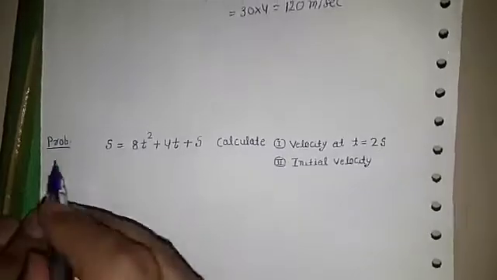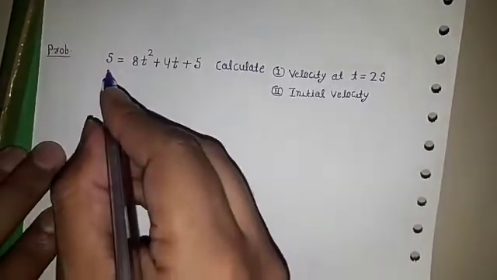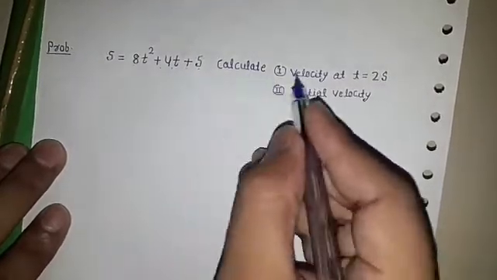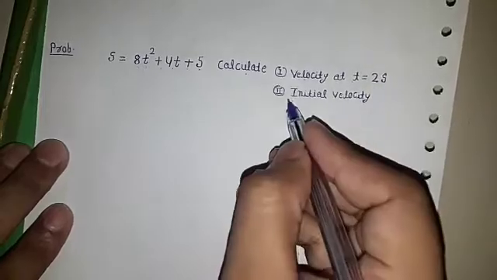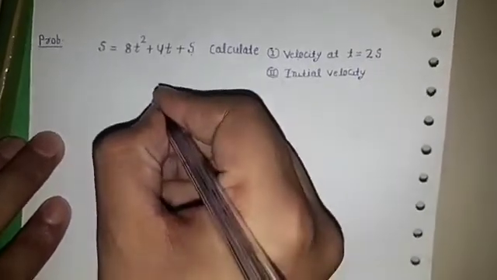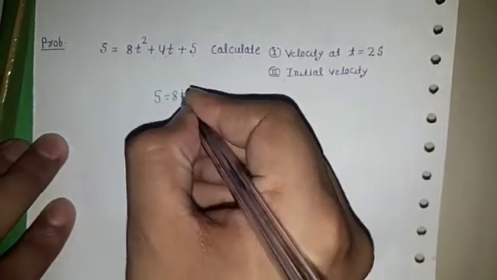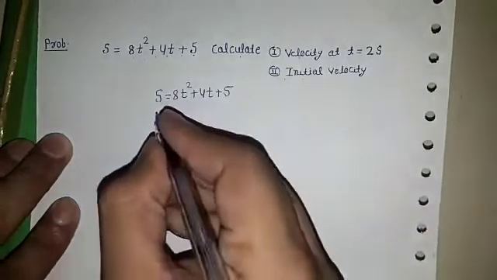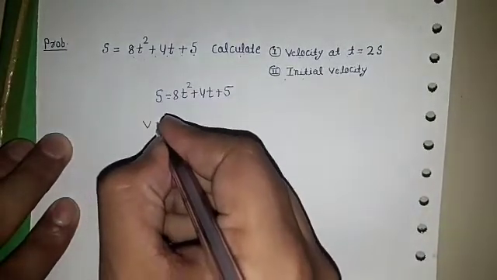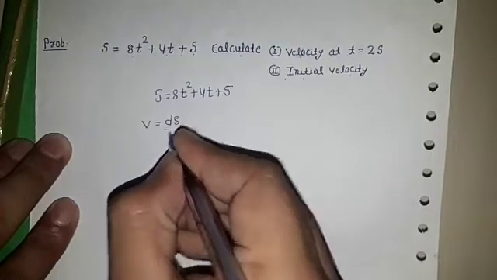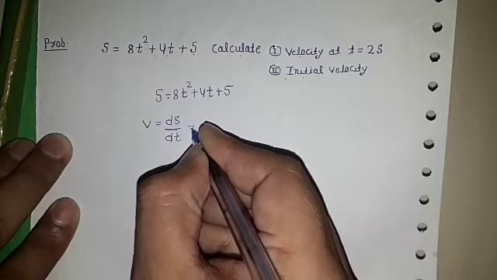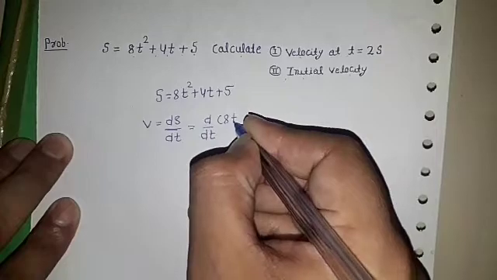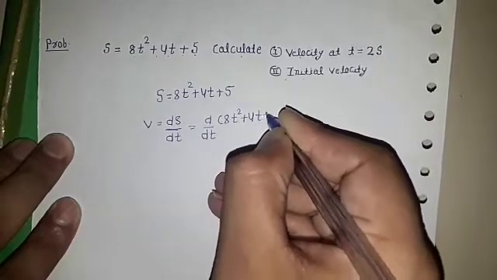Now next, problem number third. Here displacement is given, s is equal to 8t square plus 4t plus 5. First calculate velocity at t equal to 2 seconds and second is initial velocity. Now for determining velocity, we have to differentiate displacement with respect to time. So we can write ds by dt, d upon dt, put the value of s, it is 8t square plus 4t plus 5.